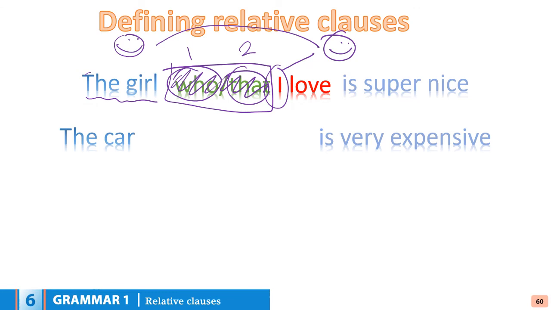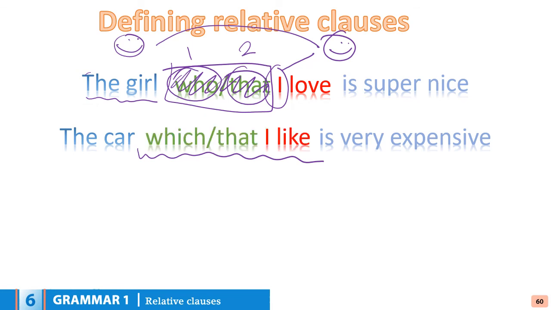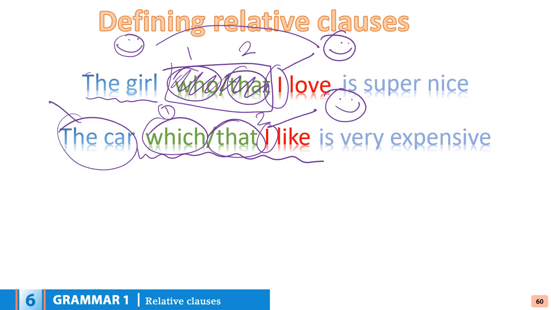The car is very expensive. I need here a defining relative clause. It could be with which, option number one, option number two, that, and let's see if we can remove it or not. Here we've got a subject, and here we've got a different subject, okay? And in this case, it is a car, so they are different, and just because of that, the car I like is very expensive.